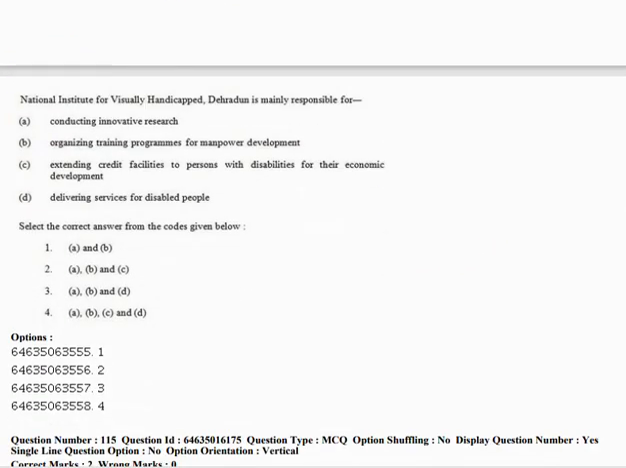Question number 115. National Institute for Visually Handicapped, Dehradun, is mainly responsible for conducting innovative research, organizing the training for manpower development, extending the credit facility to persons with disabilities for their economic development, and delivering services for disabled people. All 4 are the correct. Hence option number 4 is the correct answer.